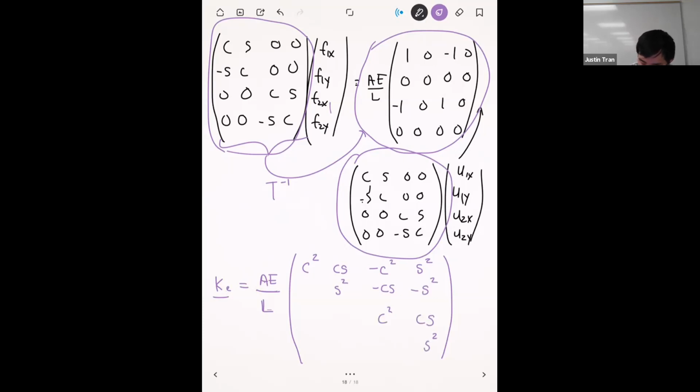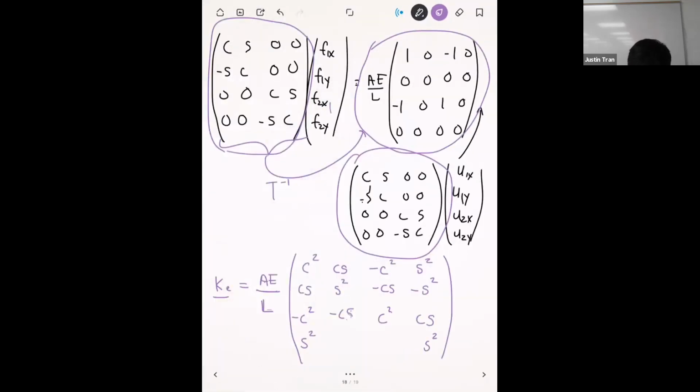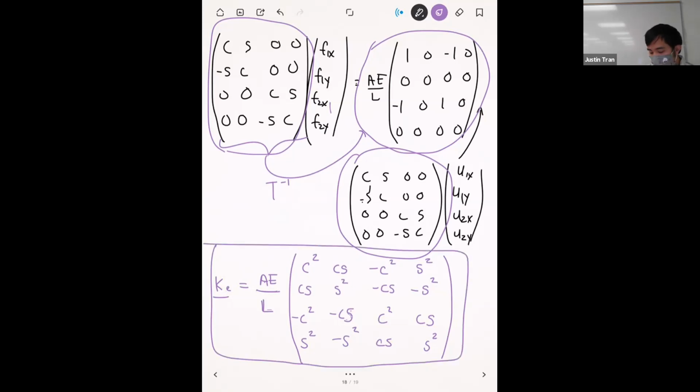And so I'm just going to go ahead and reflect this across the diagonal. So we have cosine sine, minus cosine squared, sine squared, minus cosine sine, oops, minus sine squared, and then cosine sine. Okay. And so that expression at the bottom is your new expression for your element stiffness matrix for a truss element.